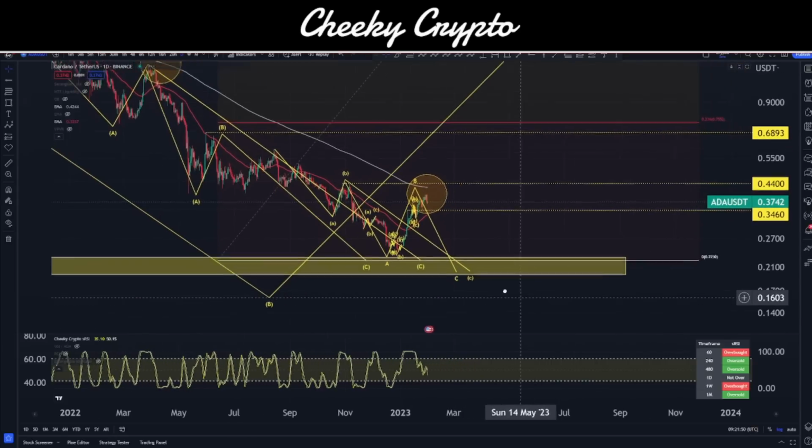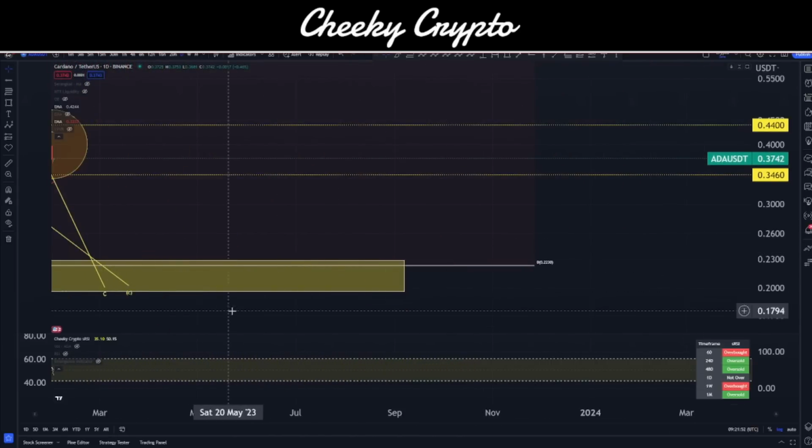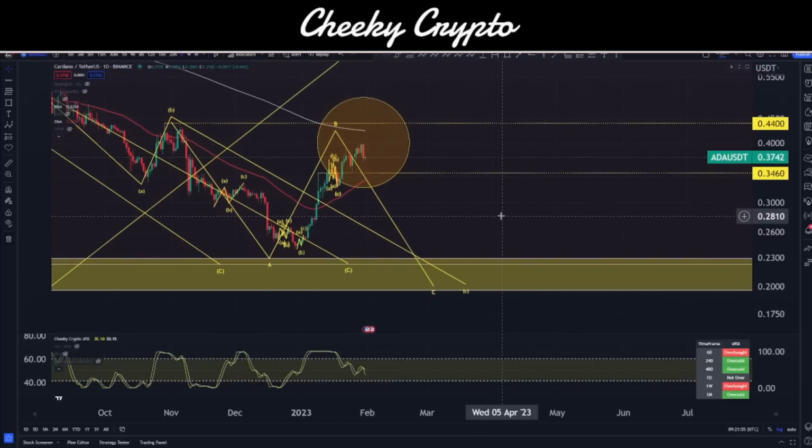At the moment, I'm liking this as a triple zigzag potential on the smaller time frames.